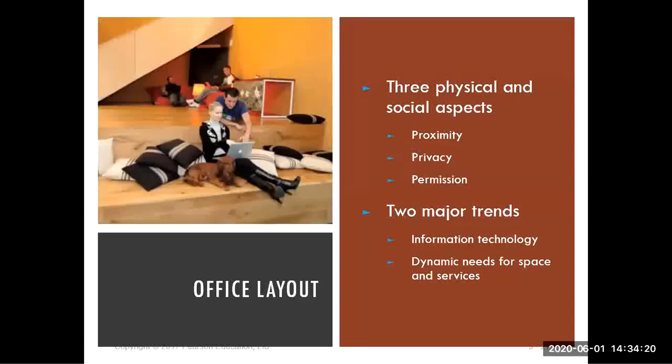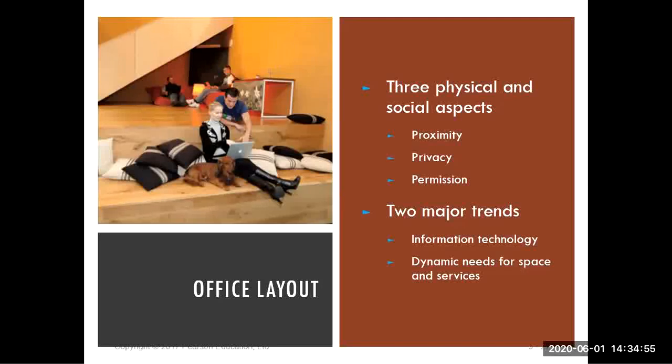Okay, so when you design the workspace or office layout, you have to balance these three physical and social aspects. First is proximity. It means that when you provide the space, the space should naturally bring people together.